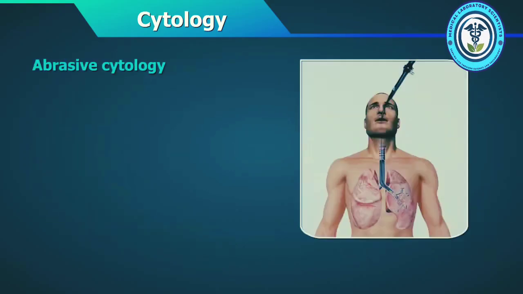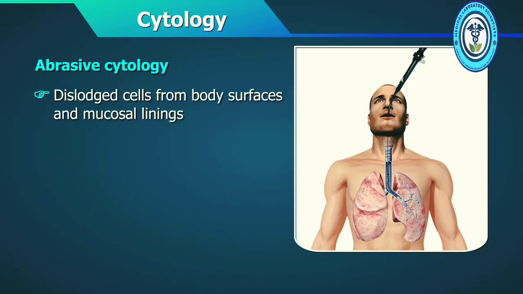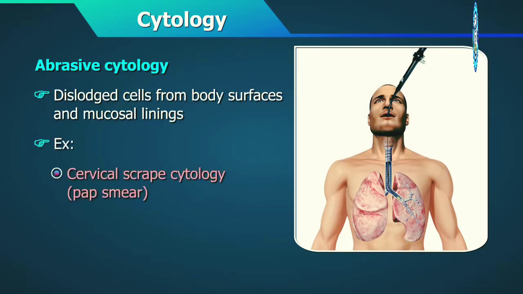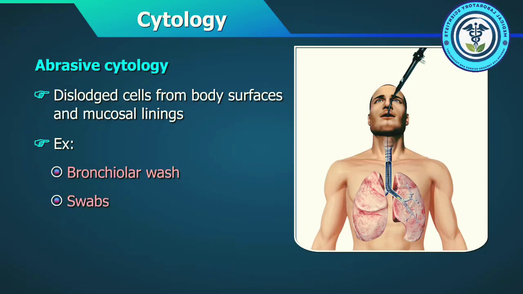2. Abrasive cytology. Dislodges cells from the body surfaces and mucosal linings. Example, cervical scrape cytology, such as Pap smear, scrapings, bronchial washings, swabs, etc.